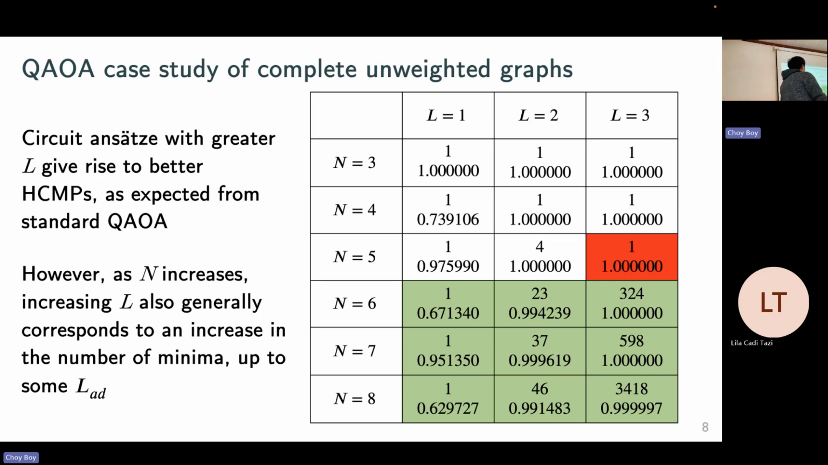This is quite an interesting case because we'd expect the number of minima to increase for n equals 5, but actually it becomes just 1. So we suspect that this has already reached the adiabatic limit for n equals 5, and it's possible that as L tends to infinity, we may only get one global minimum.